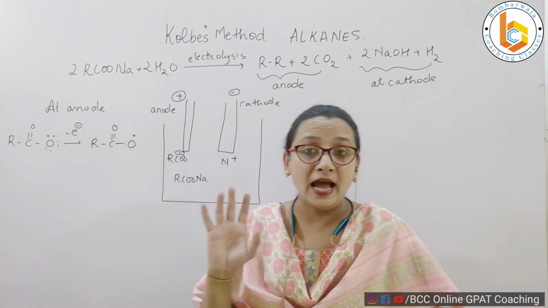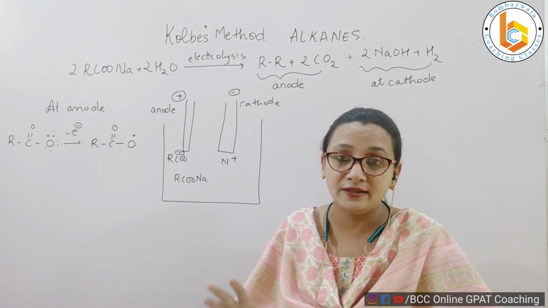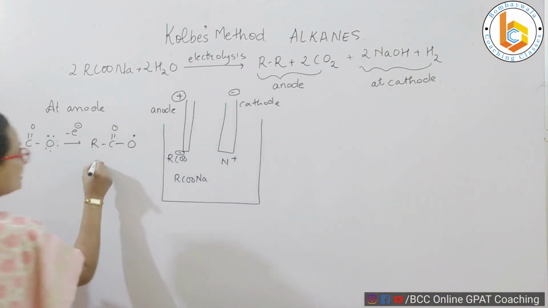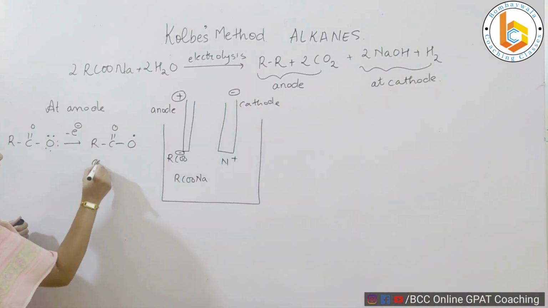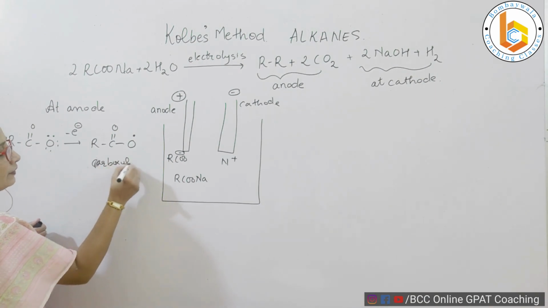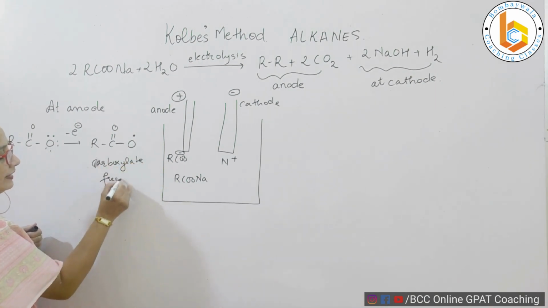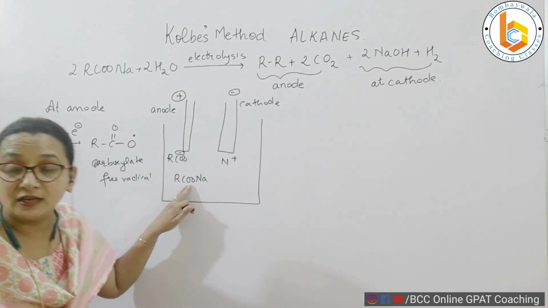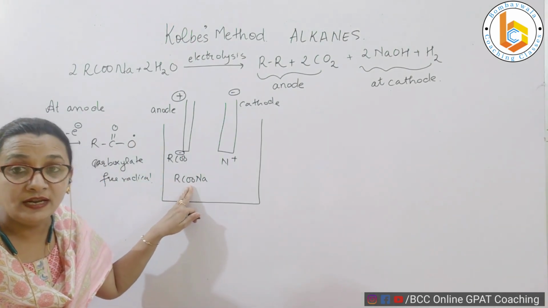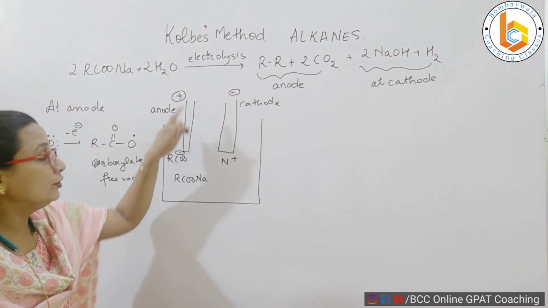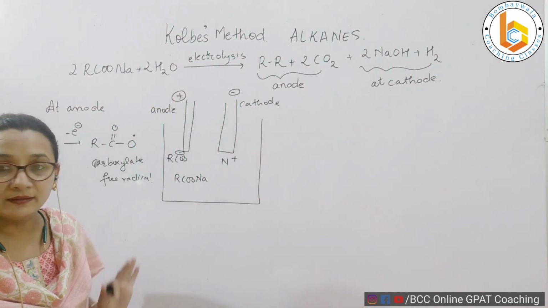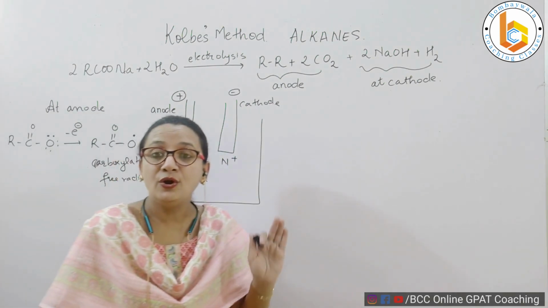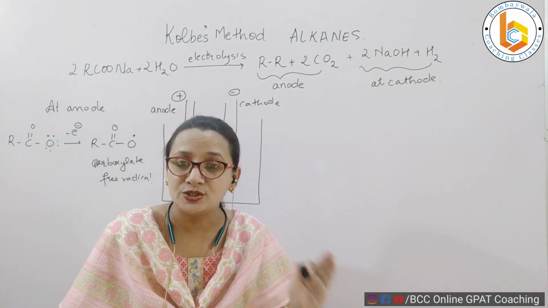Come back to the acetate ion. The acetate, or you can say carboxylate, free radical is formed. This has happened when the carboxylate ion has given its single electron to the anode. Now this free radical undergoes a reaction called decomposition.